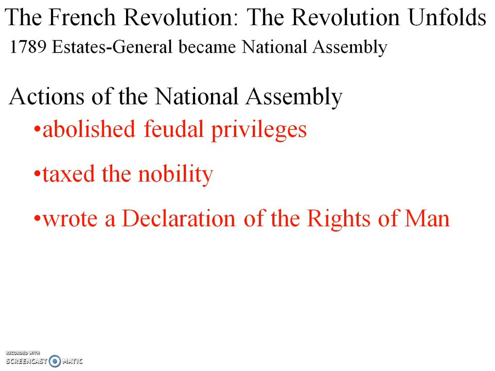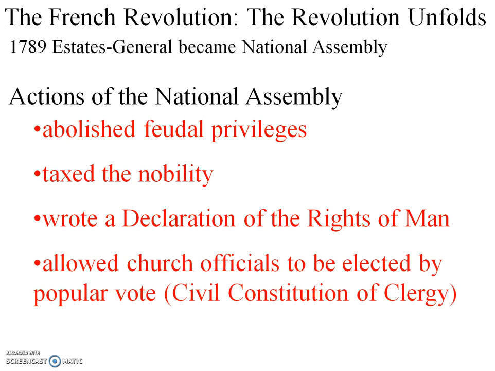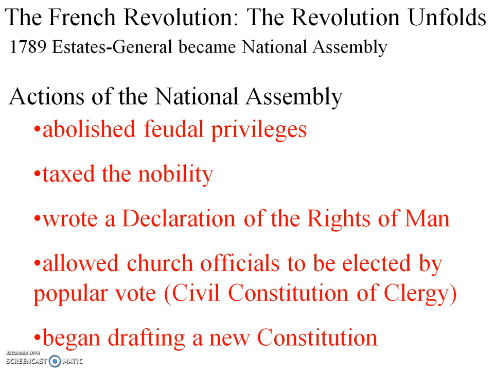Most famously, the Assembly created a Declaration of the Rights of Man, based in large part on the American Declaration of Independence, ironically, a document that was successful in large part because of help from Louis XVI himself. The Declaration was based in many of those same ideas as well. The National Assembly also set it up so that even the church, the first estate, was now subject to the will of the people, allowing church officials to be elected by popular vote, an act called the Civil Constitution of the Clergy. Finally, as they had promised in the tennis court oath, the Assembly started to create a new constitution, but this would take a couple of years.